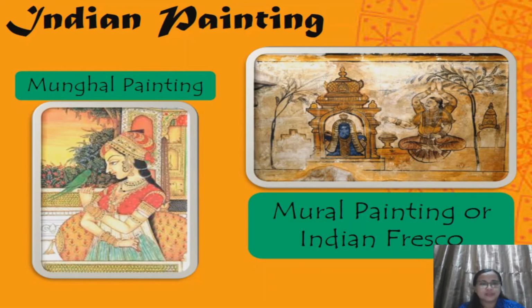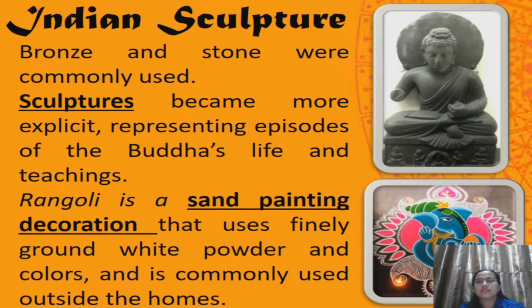Indian sculpture. Bronze and stone were commonly used during the 2nd and 1st century BCE in far northern India. Sculptures became more explicit, representing episodes of the Buddha's life and teaching. Buddhists believe that human life is one of suffering and that meditation, spiritual and physical labor, and good behavior are the ways to achieve enlightenment or nirvana.